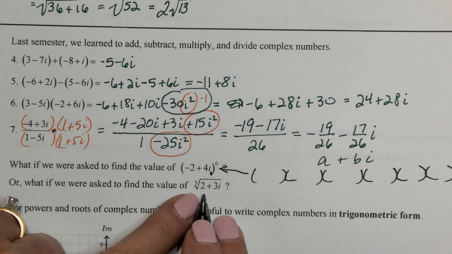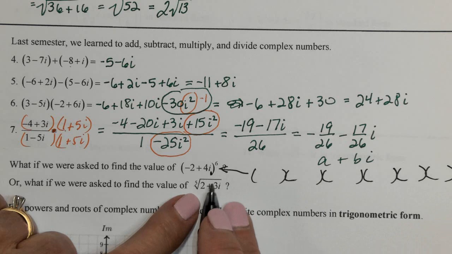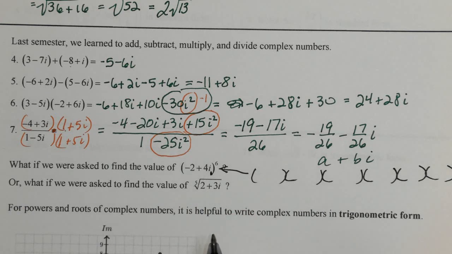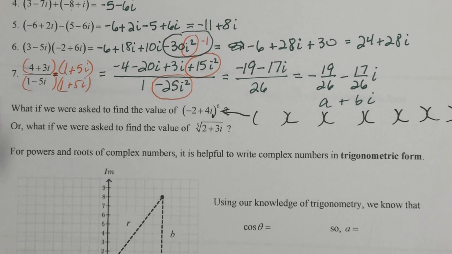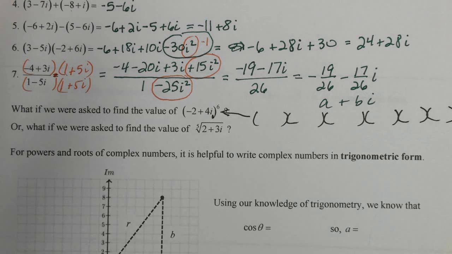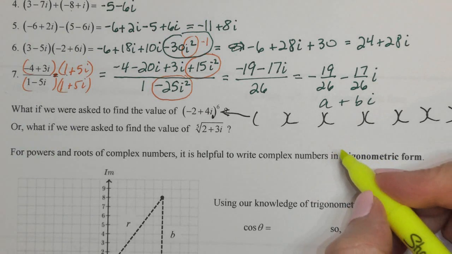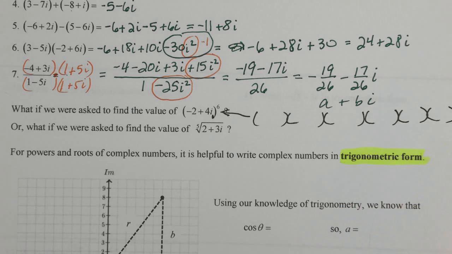What if we were asked to find the 5th root of this? How would we write that with no i under the root? Well, for powers and roots of complex numbers, it is very helpful to write complex numbers in trigonometric form. This is what we're going to be doing the rest of this unit.